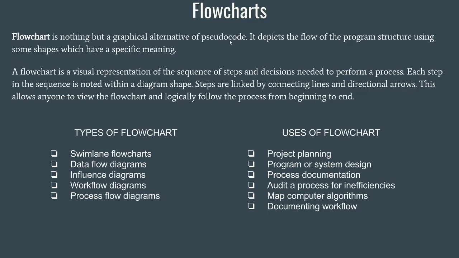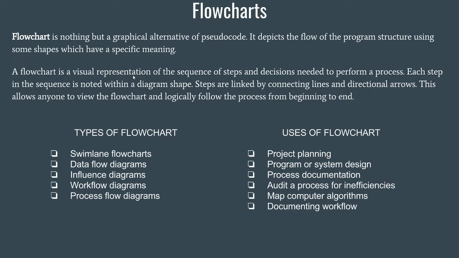Yes. In pseudocode, everything is written in textual form, and in a flowchart, you represent the same thing but in a graphical manner using certain symbols, shapes, and some arrows or lines. A flowchart depicts the flow of the program structure using some shapes which have a specific meaning. Yes, every shape that you use in a flowchart has a specific meaning. And flowcharts are very necessary when you want to design the overview of a big program or a big piece of software that you want to write.